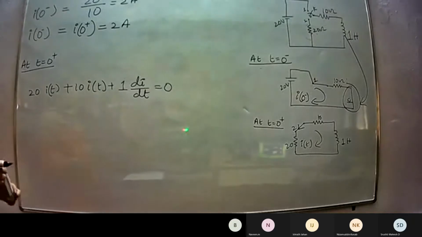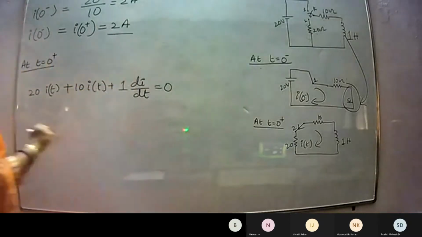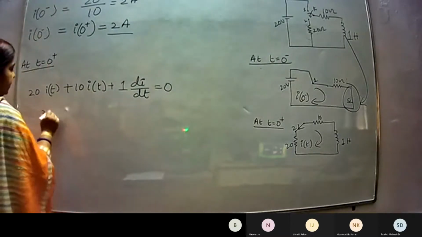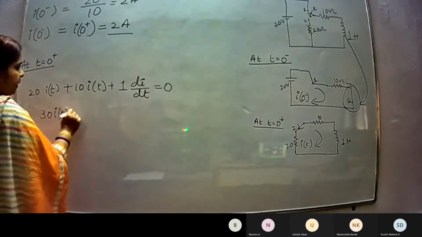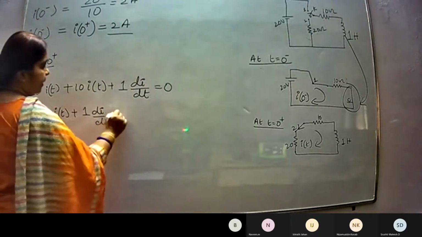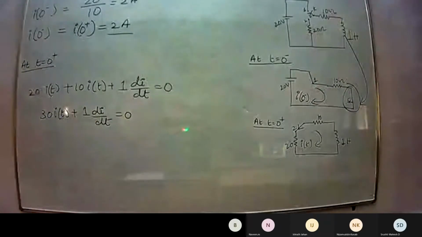They have told you to find I and its derivatives. We have already found I, it is 2 amps. Now we have to find its derivatives. So 20 plus 10 is 30 I of t plus 1 into di by dt is equal to 0. Next, what is the derivative? It is nothing but di by dt.